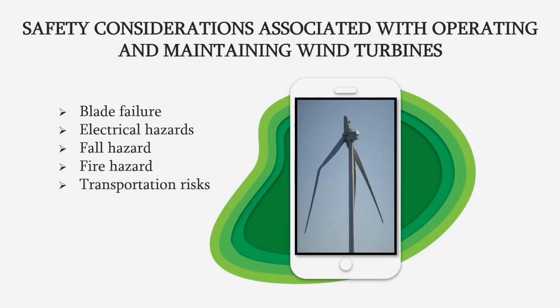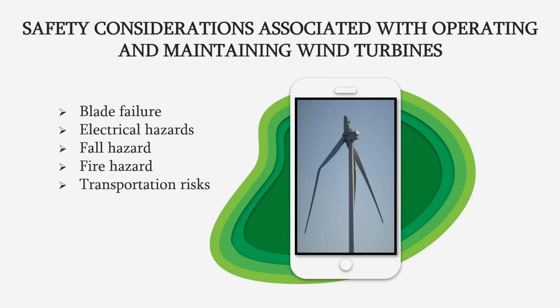Safety considerations associated with operating and maintaining wind turbines. Operating and maintaining wind turbines can be a dangerous undertaking, and safety consideration should be a top priority for everyone involved. Two significant safety hazards associated with wind turbines are blade failure and electrical hazards. Blade failure is a potential risk that can result in injury or damage to property.